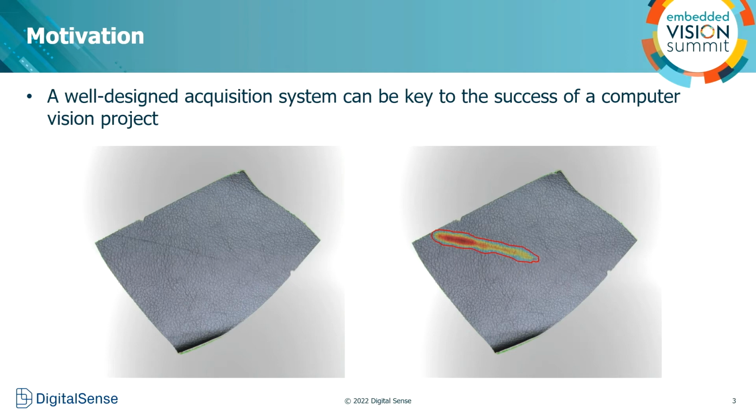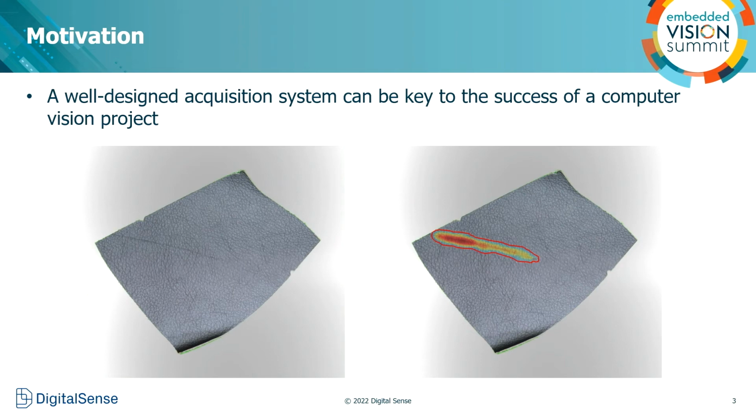Okay, so I would like to start the talk by addressing the motivation for it, which is that a well-designed acquisition system can be key to the success of a computer vision project. And I would like to illustrate that with an actual example. This is from an actual application, automatic defect detection in leather for quality control. This is a challenging problem because defects in leather can be subtle, can be hard to detect. The acquisition system here is key, right? And we have an example on the left there. We have a leather sample with a scratch. On the right, we have a detection of that suspicious area.